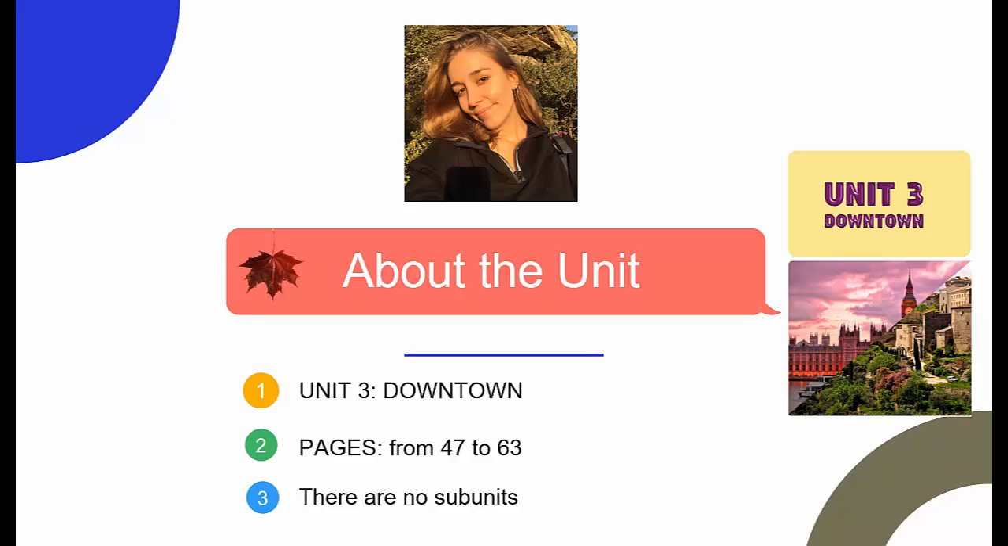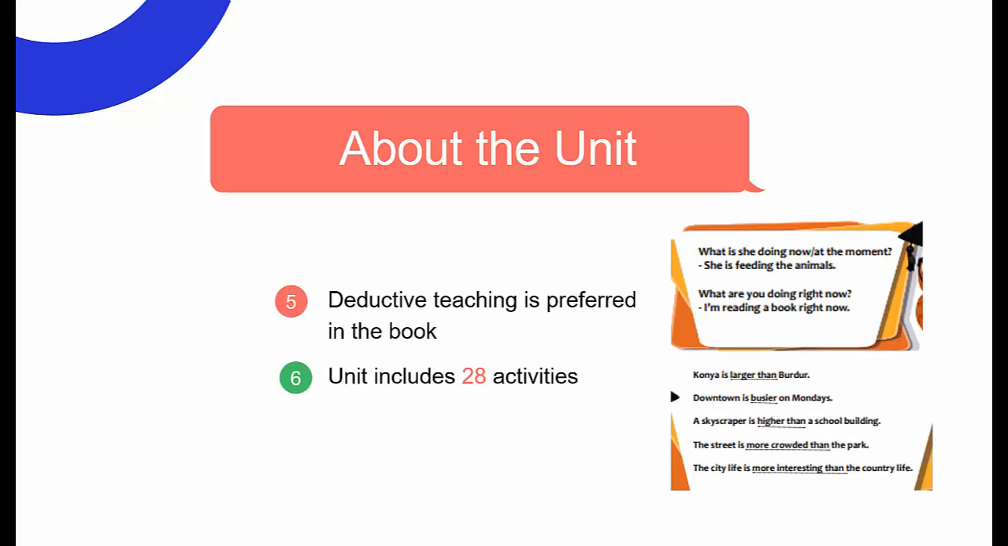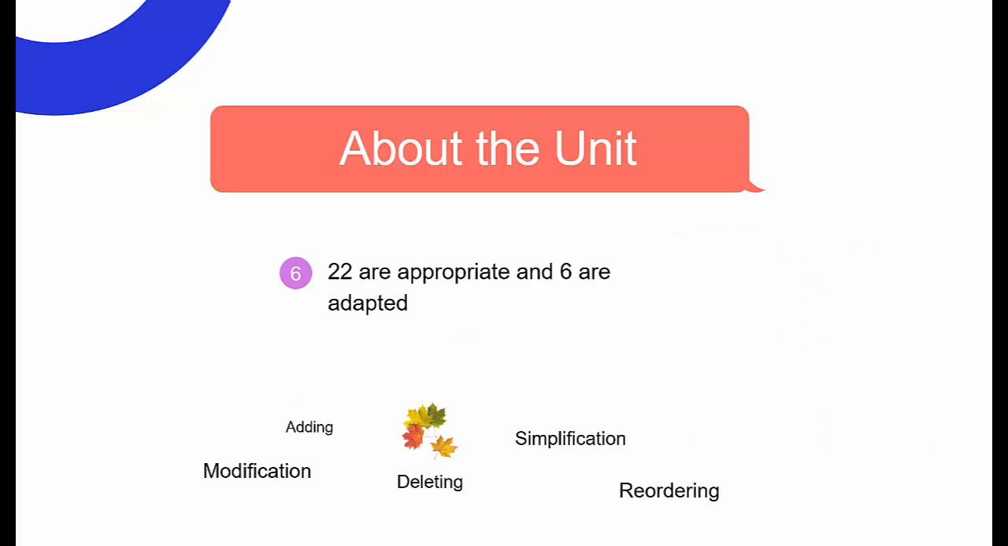I will introduce our unit. It is the third unit named Downtown. It contains 16 pages and there are no subunits. Comparative, superlative, and present continuous tense are studied. Mostly deductive teaching is preferred and we have 28 activities. We found 22 activities appropriate, but 6 of them could be better when adaptation is applied.